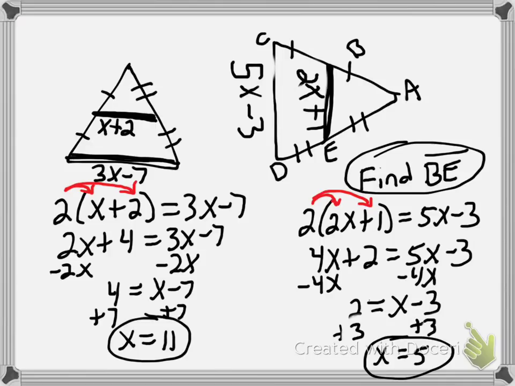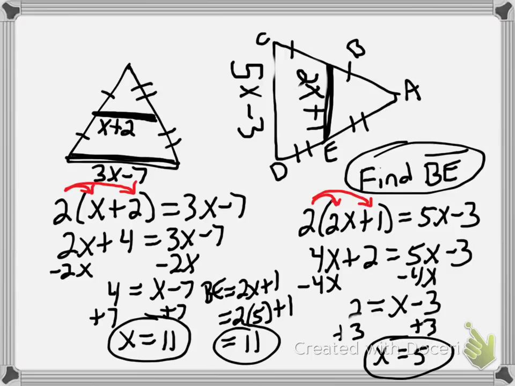So in this one, b to e is 2x plus 1, according to my picture. Well, I just found out that x is equal to 5, so if I just plug in 5 for x, I can solve. 2 times 5 is 10, plus 1 gives me 11. So b to e in this case is 11. So again, just make sure you're careful with those. Most of your problems are going to be this way, more of an algebra-based mid-segment. So again, if you need anything from the screen, go ahead and pause it.